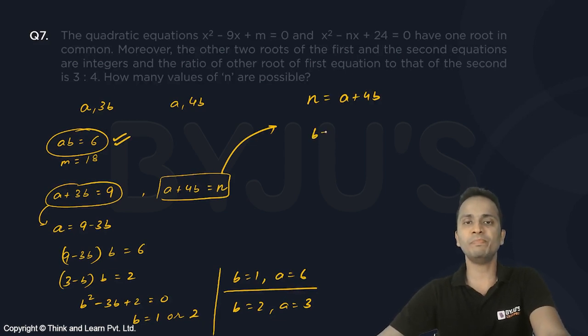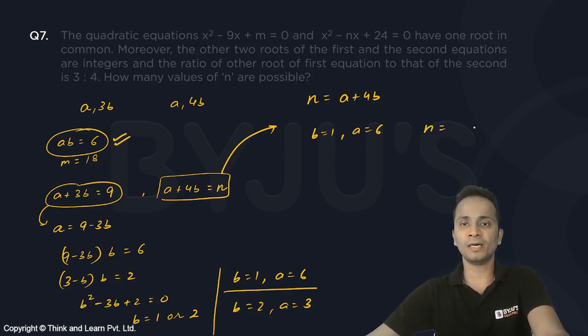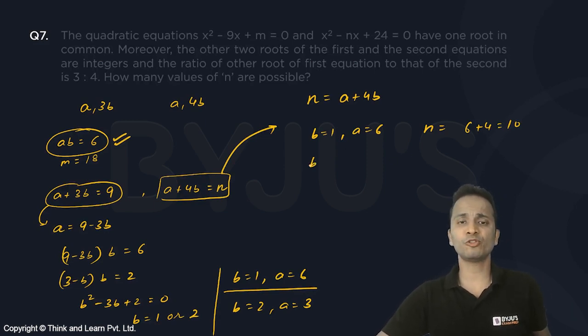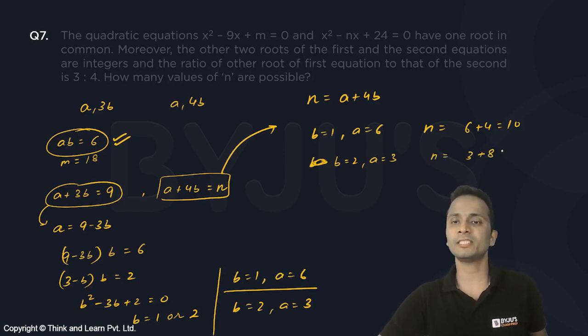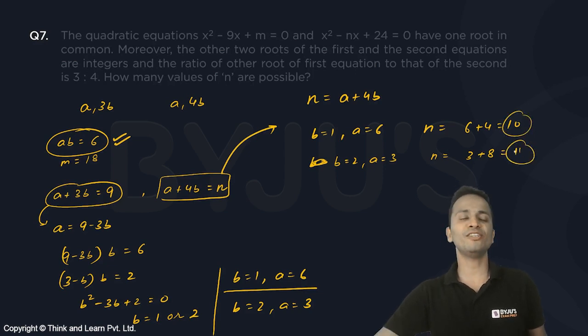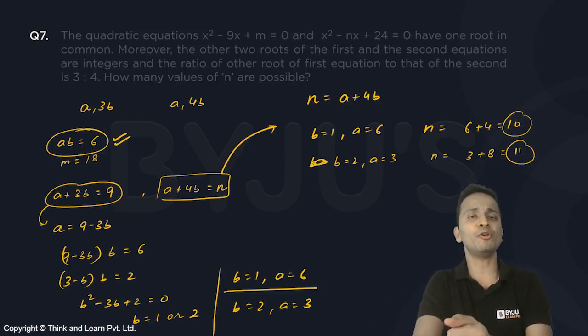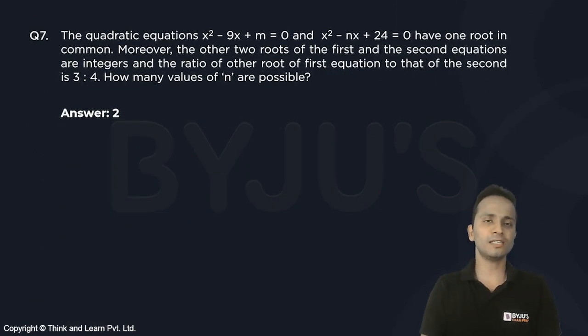So for the first set, when b is equal to 1 and a is equal to 6, the value of n comes out to be 6 plus 4, that is equal to 10. So one of the possible values of n is 10. Now putting the second set of values for a and b, let's see if I get a different value of n or not. If b is equal to 2 and a is equal to 3, the value of n will be equal to 3 plus 8, that is 11. So yes, two different values of n are obtained. So we can say that there are two possible values of n that can be obtained in this question. So the answer should be 2.